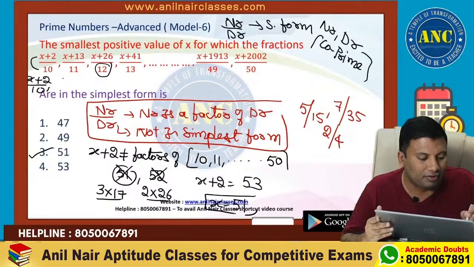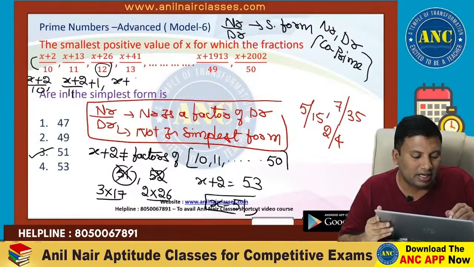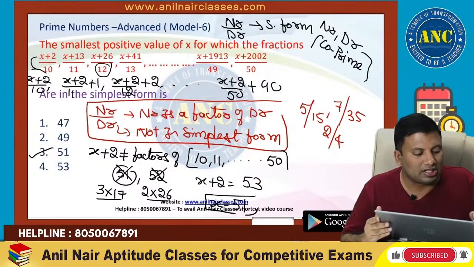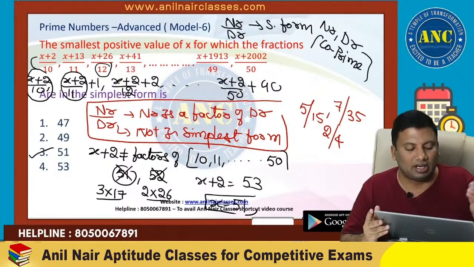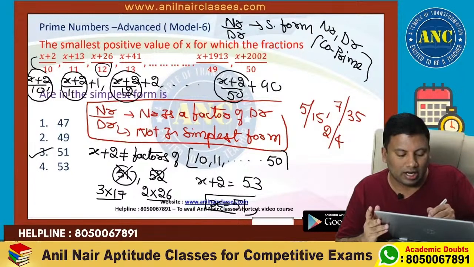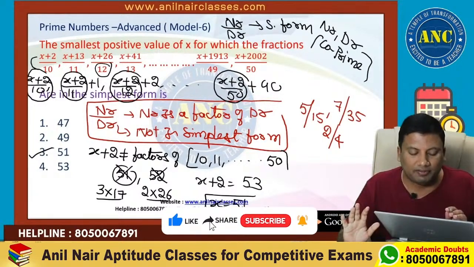For confusion, this can be written as x plus 2 by 11 plus 1. This can be written as x plus 2 by 12 plus 2. And so on up to x plus 2 by 50 plus 40. Now if you see, x plus 2 cannot be a factor of 10. x plus 2 cannot be a factor of 11. x plus 2 cannot be a factor of 12. x plus 2 cannot be a factor of 50. x plus 2 cannot take any factors of 10 to 50.